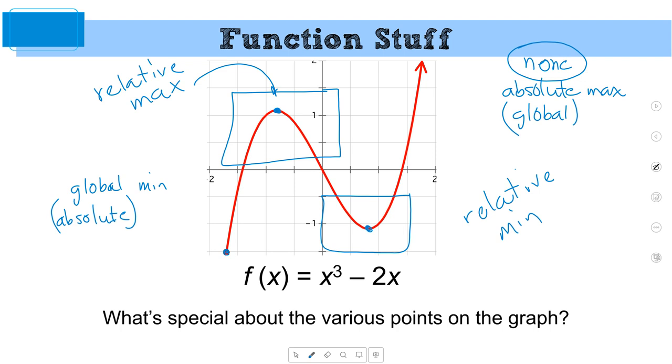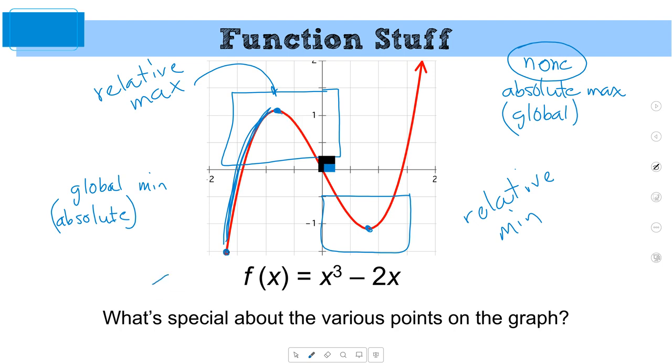If I go to the left of that relative max over here, what can you tell me about the slope of the tangent line to the function? It's positive. Okay. Your answer was correct. It's positive. I don't care what direction we're coming from. It's still positive over here, right? Yeah. What happens at that point? What can you tell me about the slope of the tangent line there?